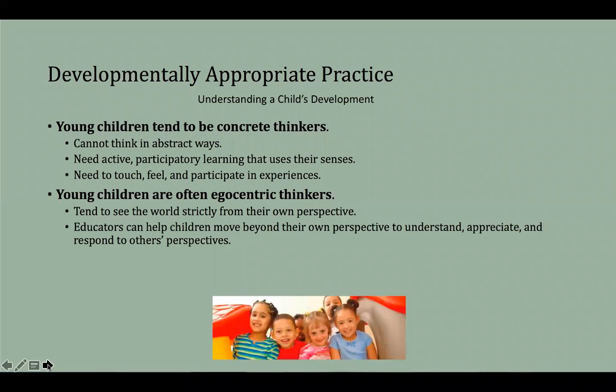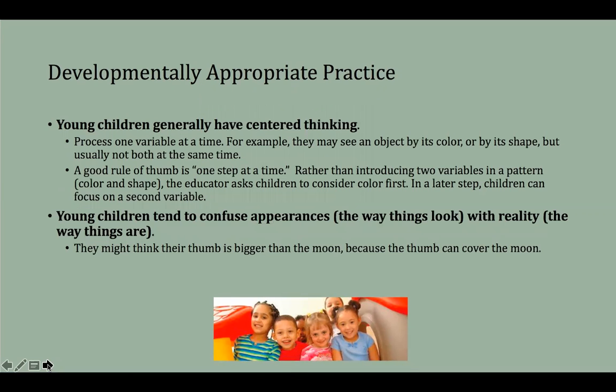So developmentally appropriate practice, understanding where a child is in their development is super important. We need to remember that young children tend to be concrete thinkers, right? They can't think in abstract ways. They are egocentric thinkers. They tend to see the world strictly from their own perspective. Young children generally have centered thinking. They process one thing at a time. Young children tend to confuse appearances with reality. And this is a great example. They might think their thumb is bigger than the moon because their thumb can cover the moon.